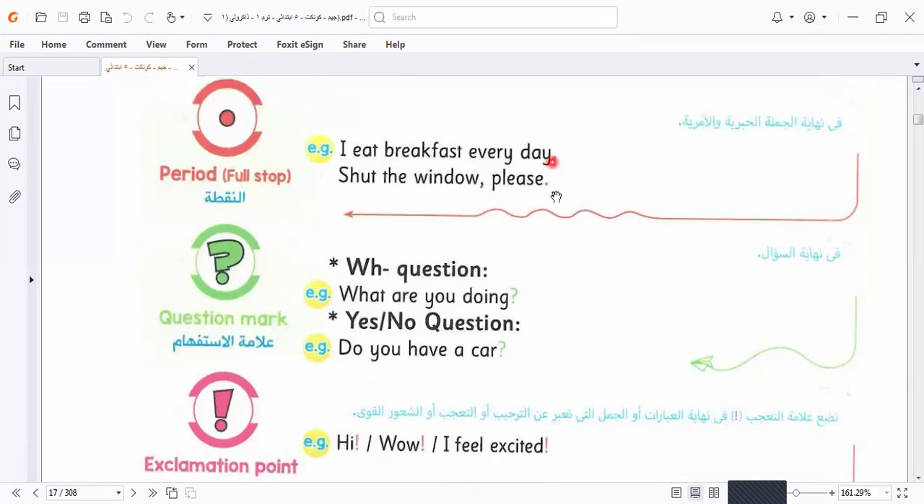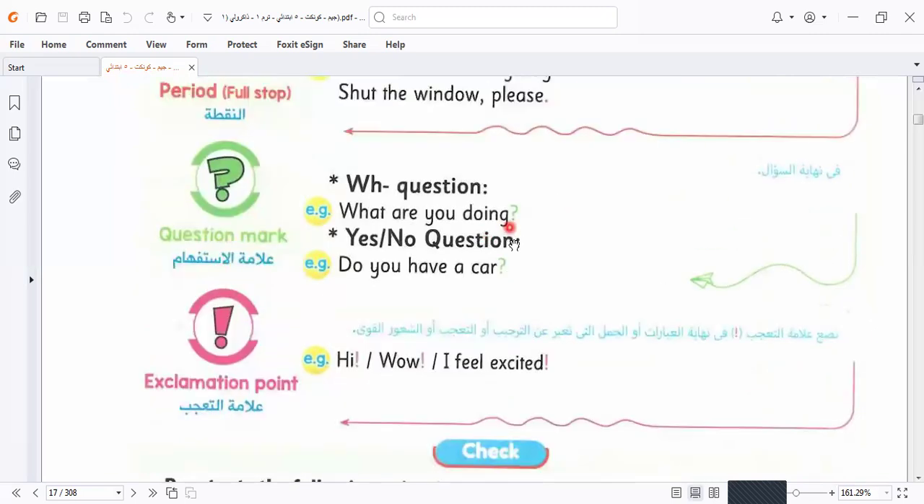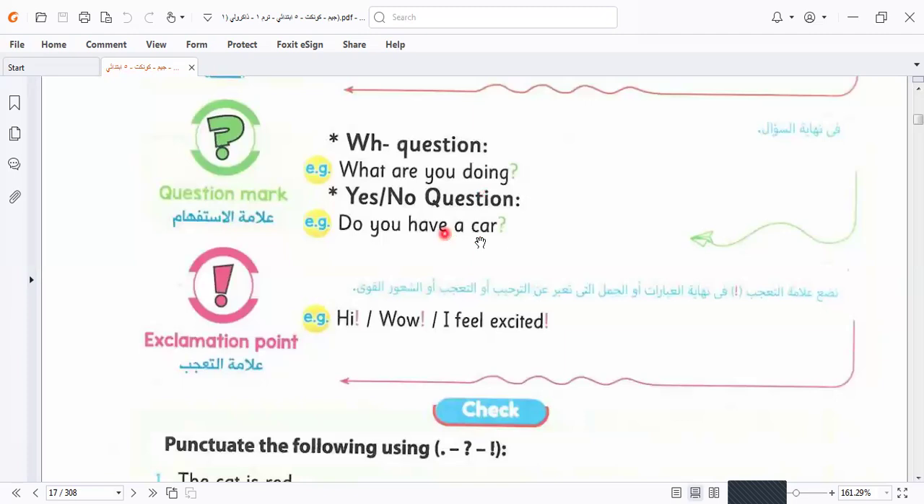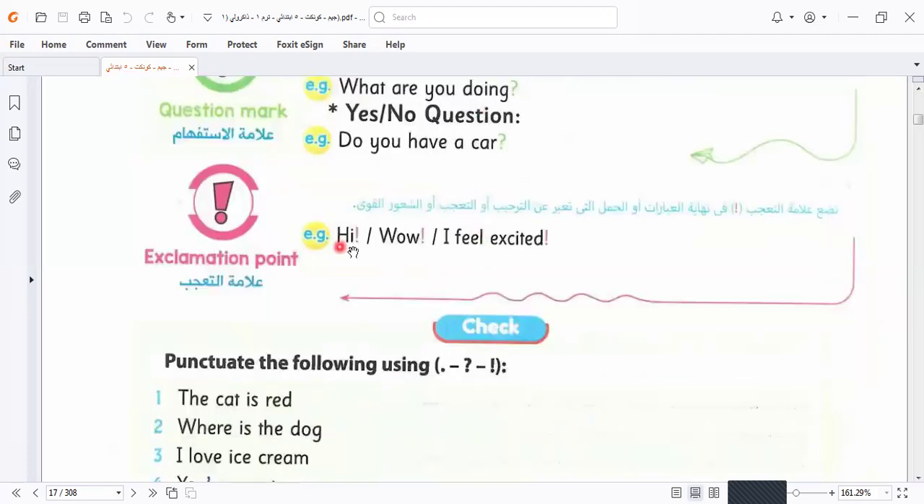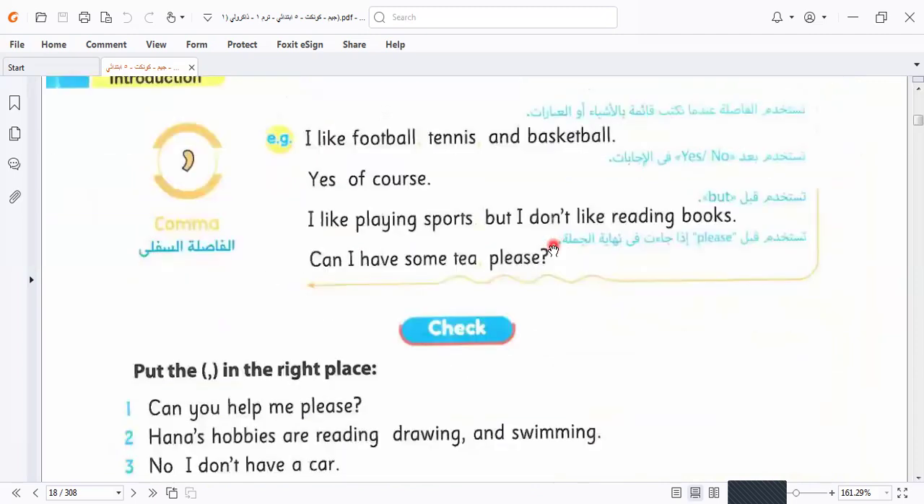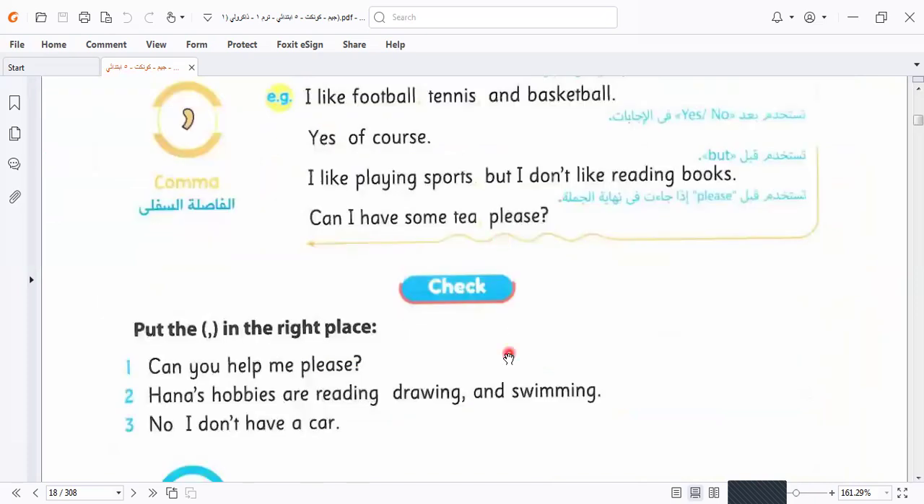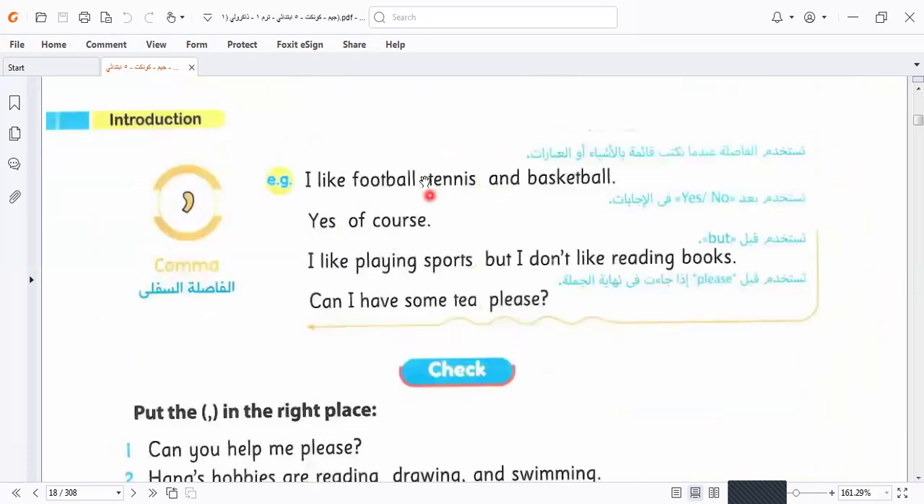We have here a full stop, and if the sentence is a question or interrogative, what can I do? I put a question mark at the end of the sentence like this. What are you doing? Do you have a car? Then we have the exclamation mark like this. We can say hi, hello, wow, I feel excited. So here we have the exclamation mark, okay? A comma like this, when we mention many things, we put a comma after each thing, okay? When we mention many things, we say, I like football, comma, tennis, comma, and basketball, like this, okay?